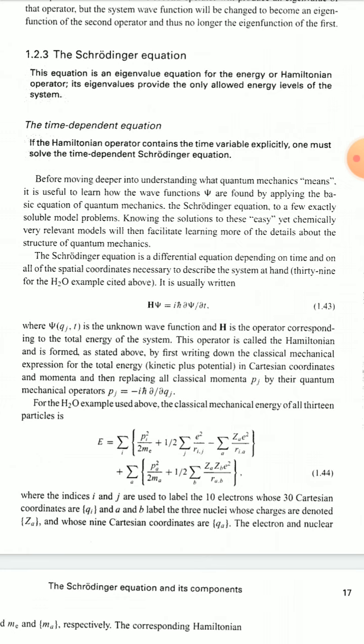First is the time dependent equation. If the Hamiltonian operator contains the time variable explicitly, one must solve the time dependent Schrodinger equation.